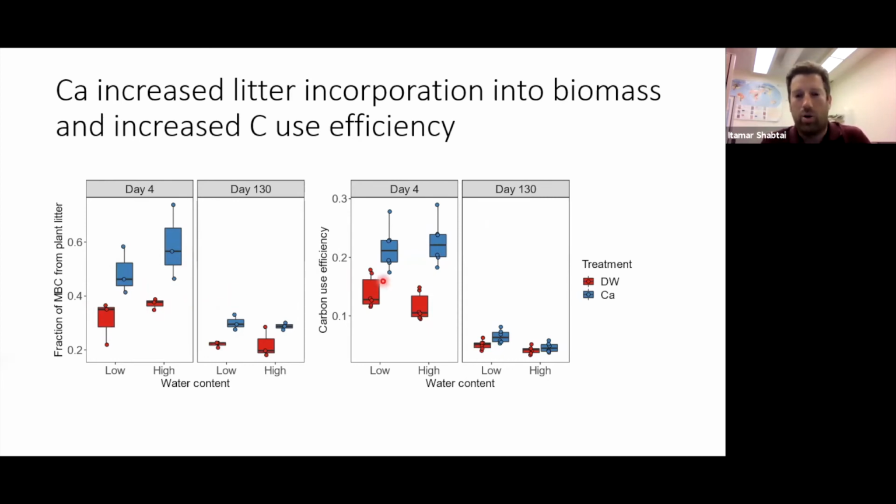And this was also associated with higher carbon use efficiency under calcium treatment. So we added calcium, and per unit carbon of litter, more carbon was being assimilated and turned into microbial biomass than carbon lost as CO2 in the calcium treatment. Again, very evident at the beginning of the experiment, and somewhat less so towards the end of the experiment. So we see here that calcium favored the efficient incorporation of the litter carbon into microbial biomass carbon, and we know that this is the pathway towards stabilized carbon.